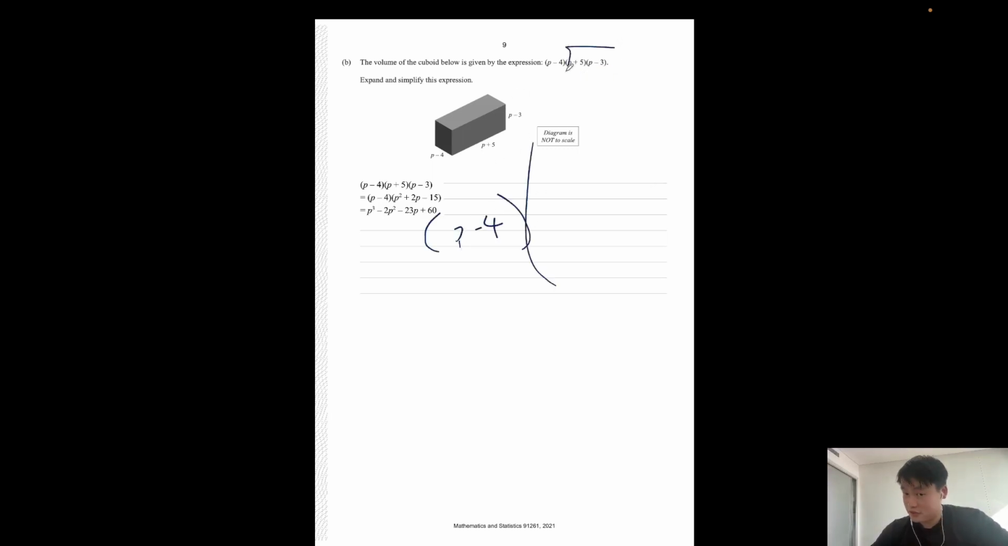You should be able to do this off the top of your head, but if you can't, you can still write it the long way. P times P minus 3 plus 5 times this. But this is where you get overall P squared plus 2P minus 15. And you know by definition, when two brackets multiply together, of course, the first thing times the second bracket, the second thing times the second bracket.